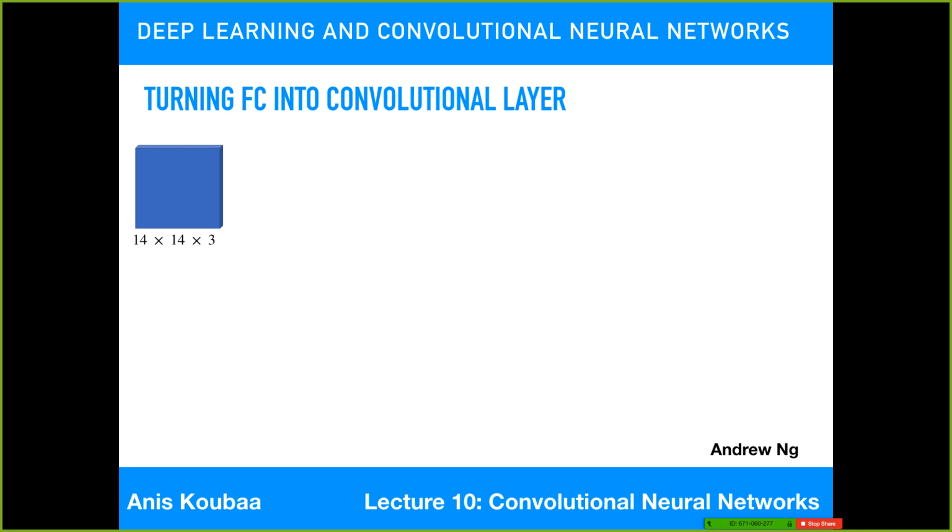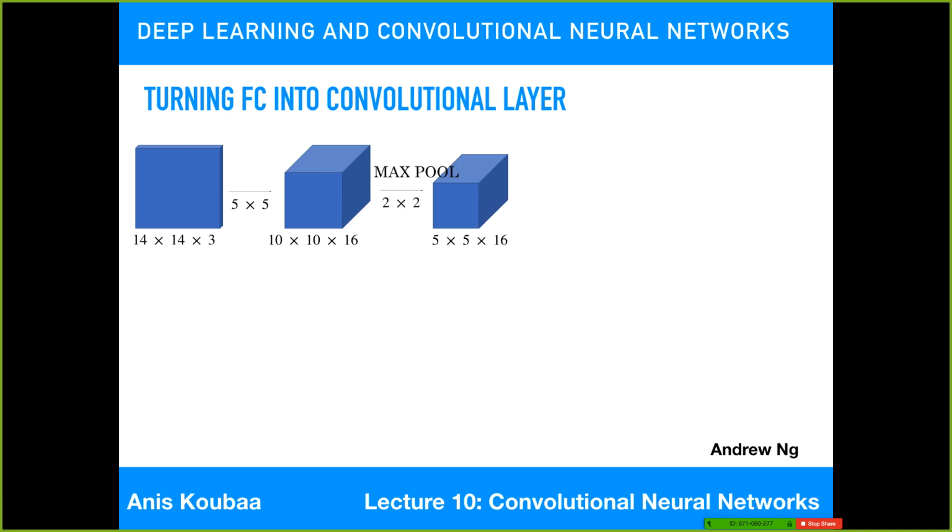So let's take a very simple example, an input image of 14 by 14 by 3. Then you apply a convolution with a 5 by 5 filter. It will result in an output volume, a feature map of 10 by 10 by 16, and then you have max pooling giving 5 by 5 by 16, and then a fully connected layer, another fully connected layer, and finally a softmax layer with 4 outputs. This is the traditional convolutional neural network for object classification and so on.